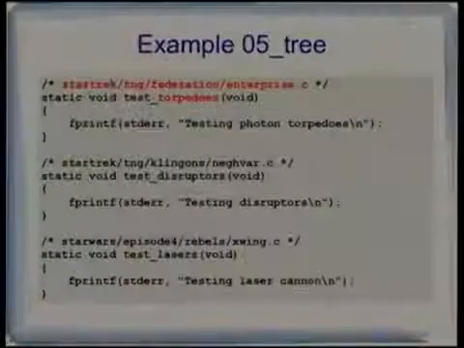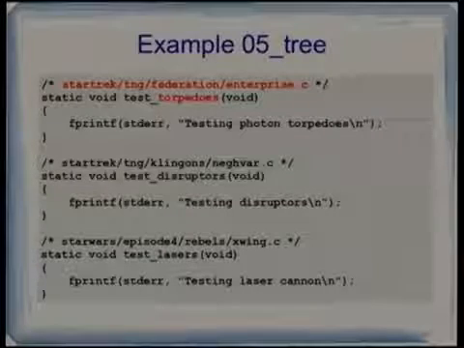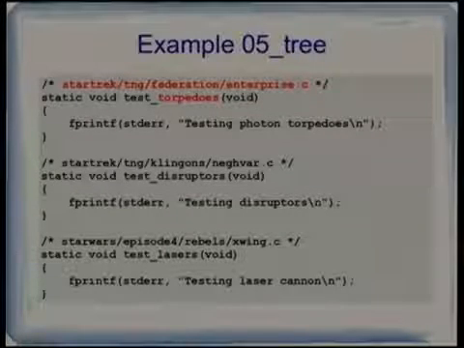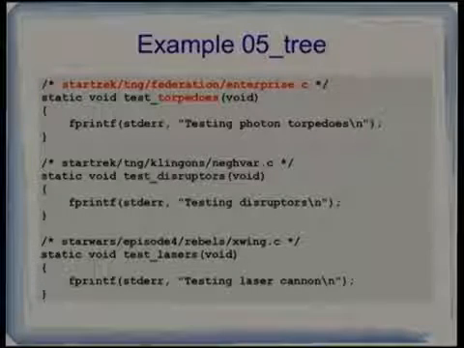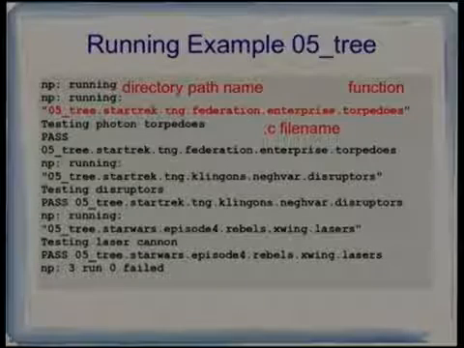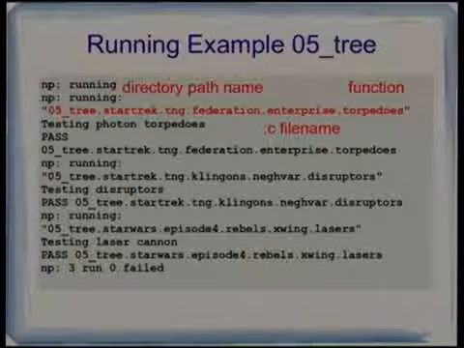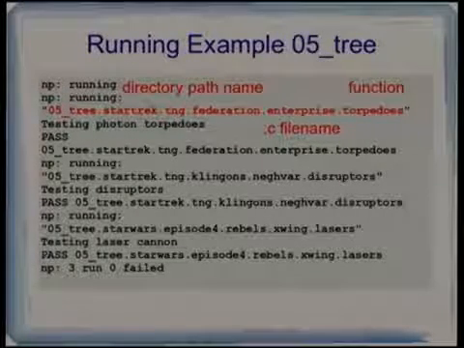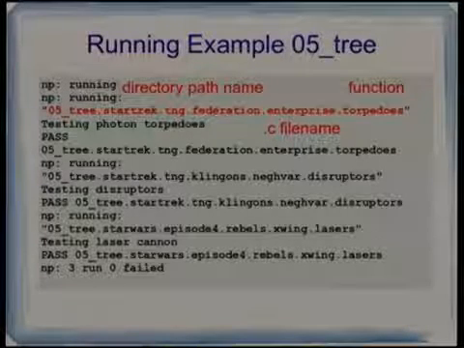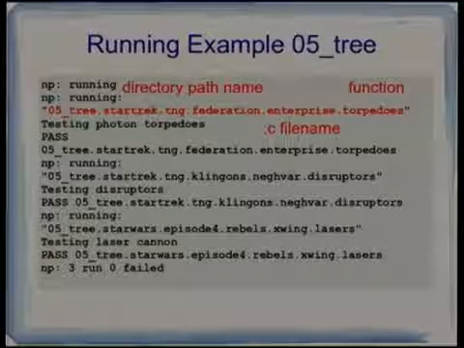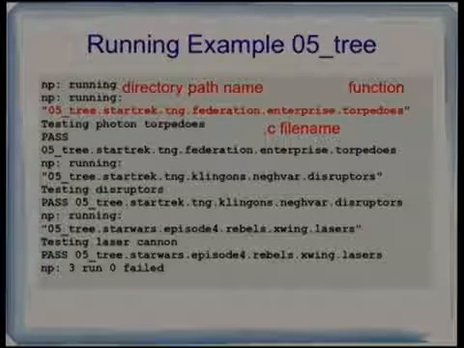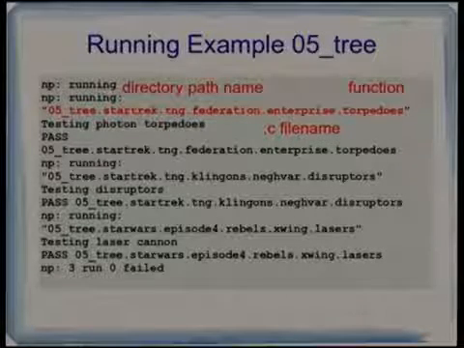Okay, so it's fairly straightforward. We find the leaf nodes, or we construct full path names from the leaf nodes using C source file names. And I'll give you a nice example of that. So here are some fairly silly tests. This one's called torpedoes. It's in a .c file called Star Trek TNG Federation Enterprise.c. And what we get is the name of the directory above that, the name of the example directory in this case, and then .startrek.tng.federation.enterprise. So this is the directories, that's the .c file name, and this is the name of the function with test underscore removed from it. So it's a very, very simple mapping.